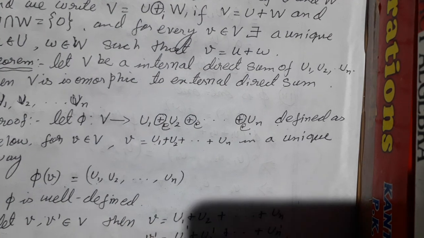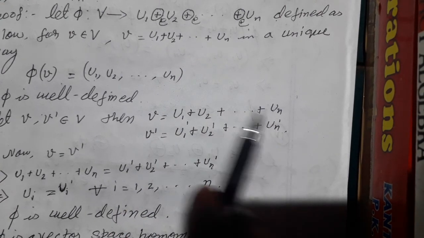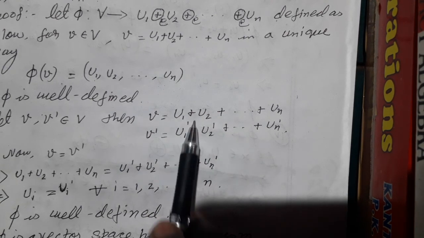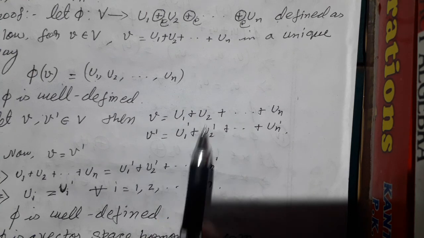Okay, it will be of this type. So I'm taking this, which is of this type in addition form, because these are the internal direct sum. So it will look of this type. And I take these two to be equal. Then I have to show that U1 is equal to U1 dash.